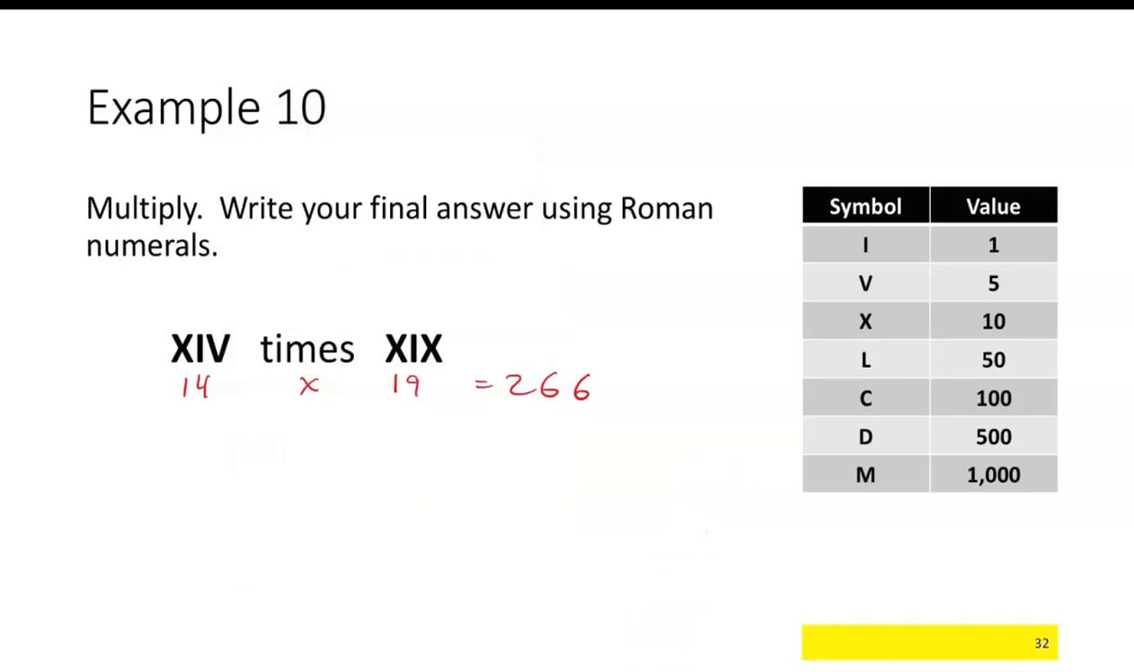So the 2 is CC. The 6 would be a 50 and 10, so L and X. And then the 6 at the end would be 5 and 1, so that's a V and an I. So CC, LX, VI.